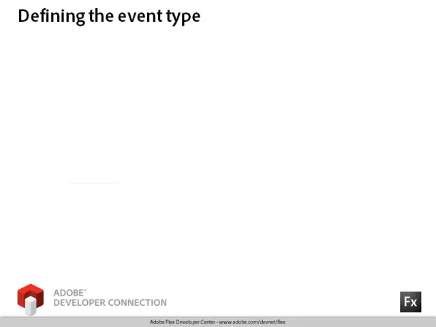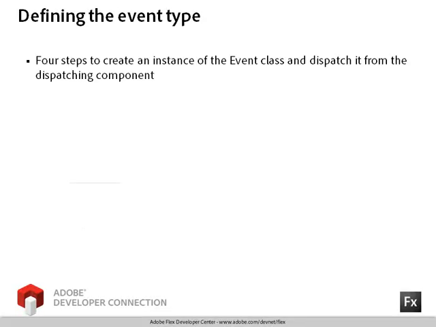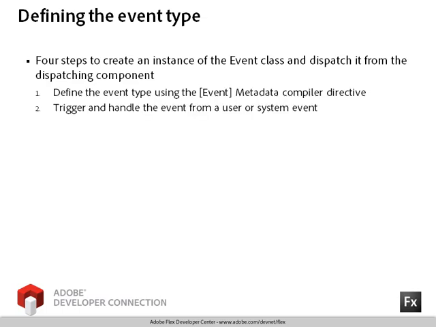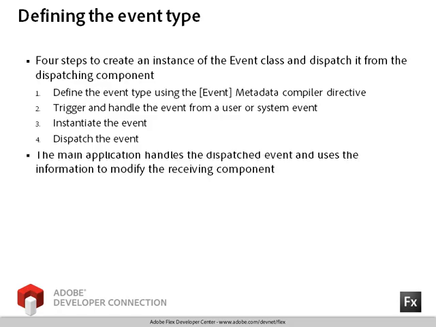There are 4 steps to create and dispatch a custom event. In your custom component, you will first define the name of the event type using the event metadata tag. The second step is to trigger and handle the user or system event. Next, you will instantiate the event object and dispatch it to the parent component, which is often the main application. You handle this custom component event as you would any other Flex Framework event. In this case, I will modify the choose custom component.